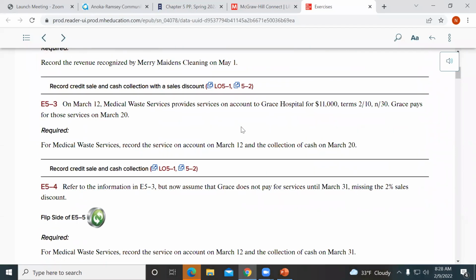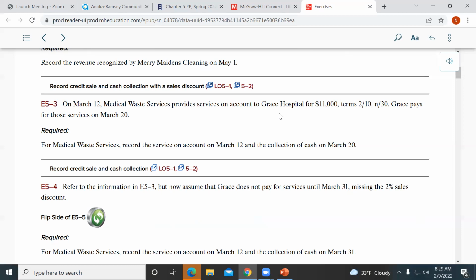Let's look here at example 5.3. On March 12th, Medical Waste Services provides services on account to Grace Hospital for $11,000. Terms 2/10, net 30. Grace pays for those services on March 20th. Record the service on account on March 12th and the collection of cash on March 20th. What do you think we're going to do here, guys? Would you do cash for 11,000 minus 220, and then a sales discount for 220 and then service revenue for 11,000?